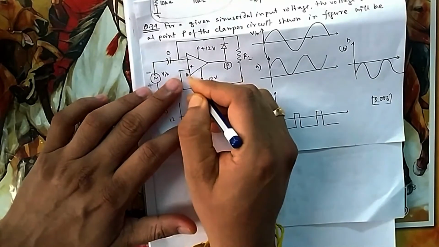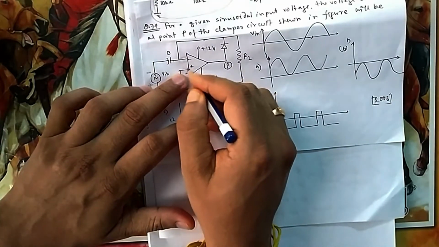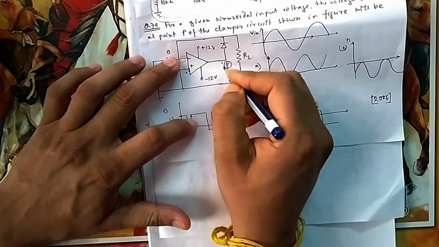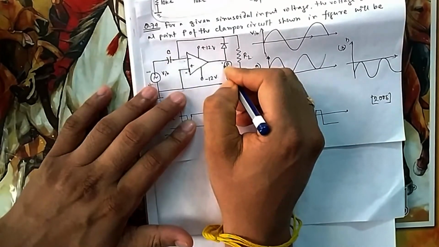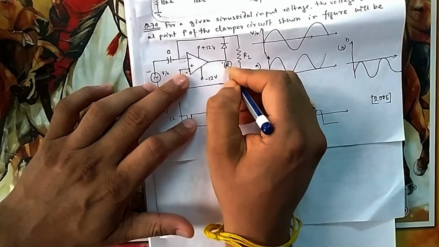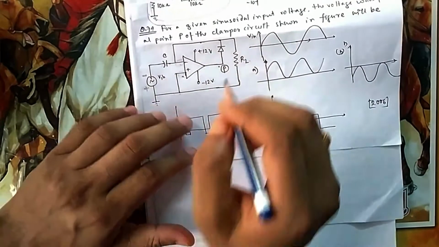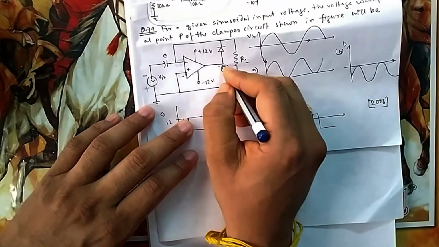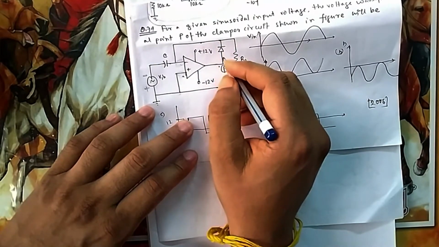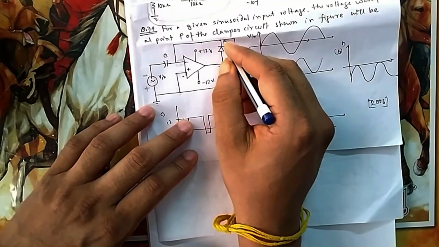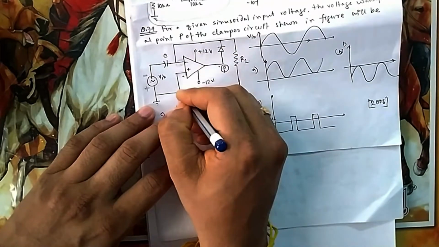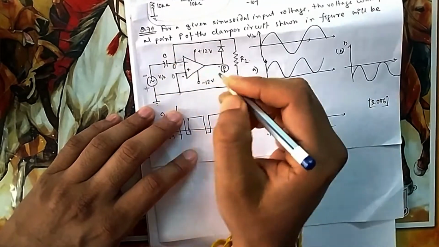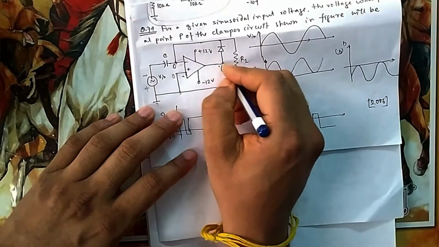So this is higher. Because this is non-inverting, if this is higher, then this becomes positive. If this is higher, then this becomes negative. So this is greater than this, so it will be a positive 12. If it is positive 12, this diode will be forward biased. Once this diode is forward biased, then this potential is at 0, so this is also at 0.